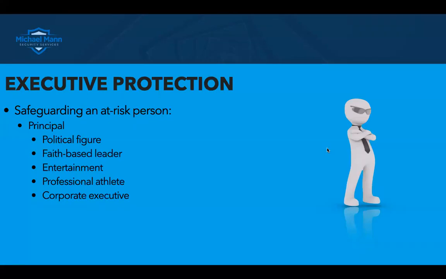Again, as you heard on our Security Management Minute video, executive protection really is basically safeguarding an at-risk person. That at-risk person, we normally call a principal, and the principal can be a political figure, a faith-based leader, somebody in the entertainment industry, a professional athlete, a corporate executive, or any kind of high net worth individual that is at risk for some sort of compromise, and they actually need personal protection.